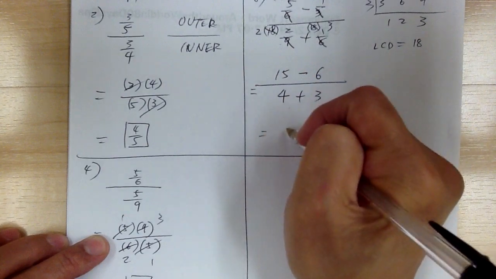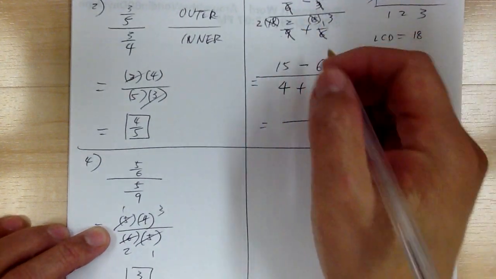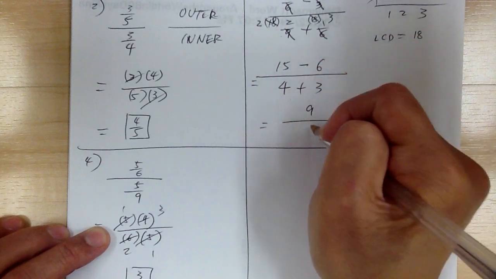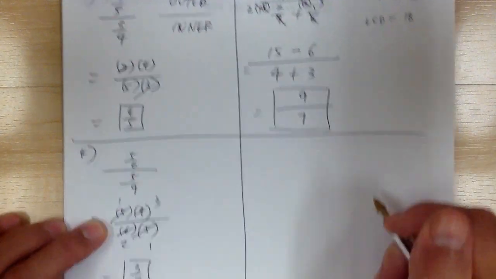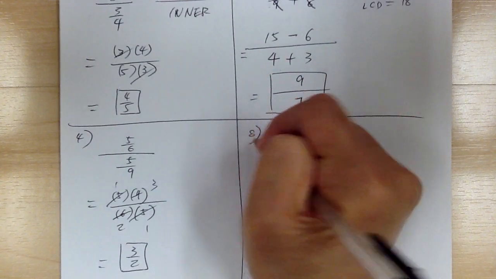Okay, and so now you can go and perform. So you go from a complex fraction into a simple fraction. So when you subtract, you get 9. Over here you get 7, and that's your answer for number 6. Okay, let's go to number 8.